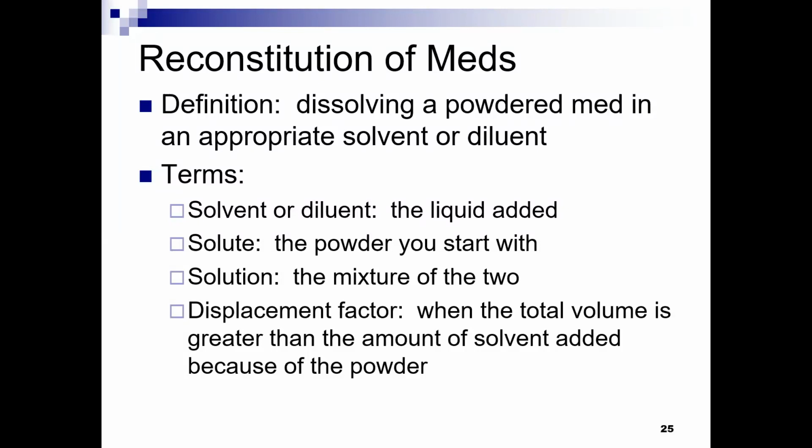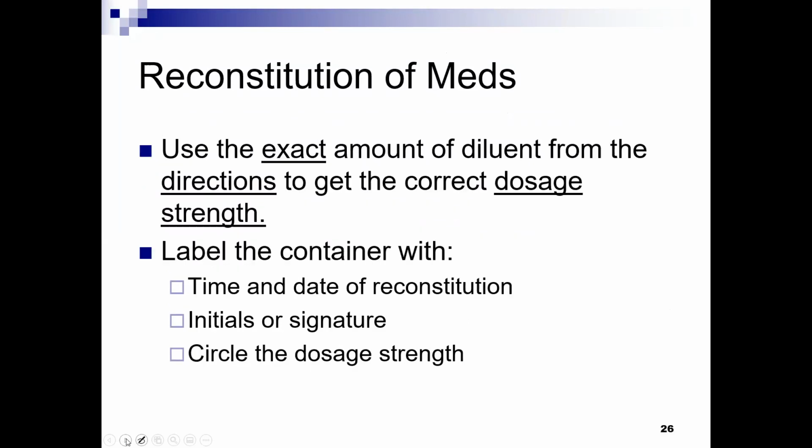Now, the thing to look out for is the displacement factor. This is when the total volume is greater than the amount of solvent added because of the powder that was originally in the container. So our strategy when we're working with this is to make sure that we use the exact amount of diluent from the directions. As long as we do that, we will get the correct dosage strength. Thankfully for us, they figured it all out in the lab, so they have accounted for the displacement factor, and we just have to find the pieces of information that we need.